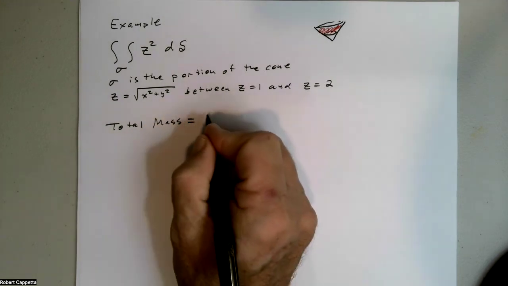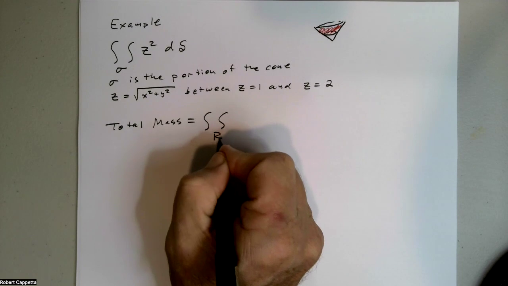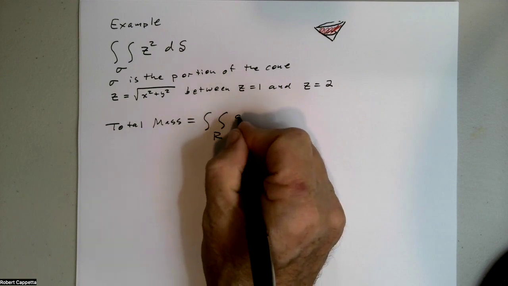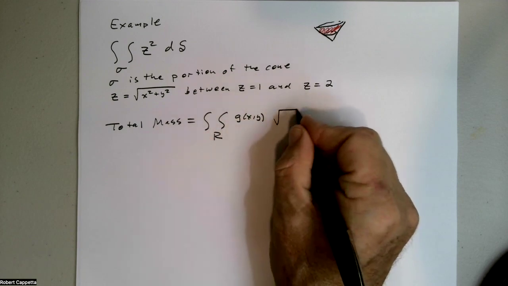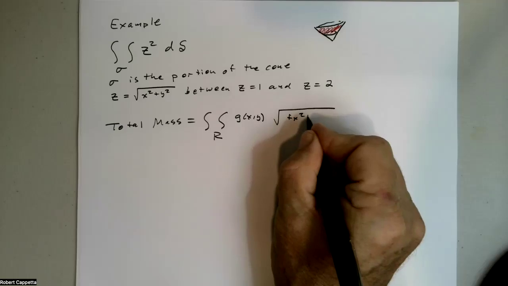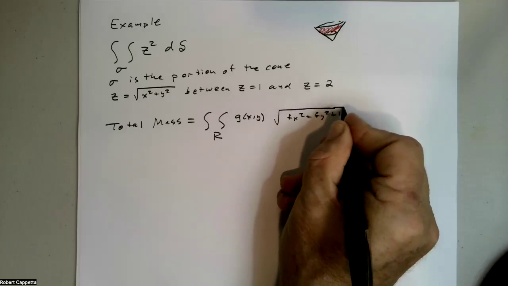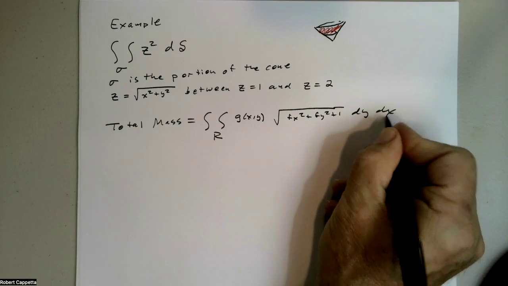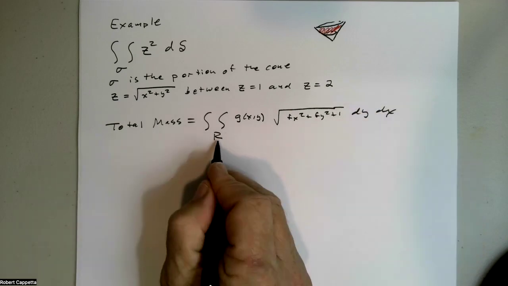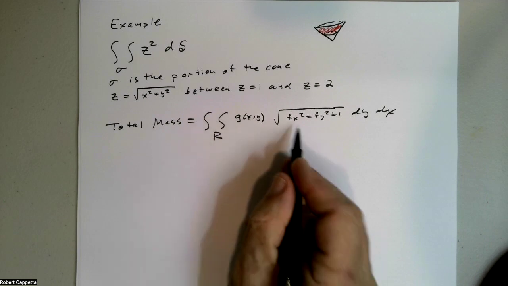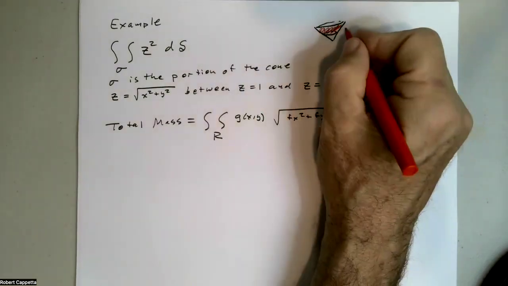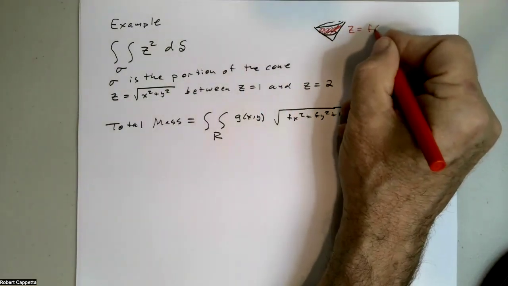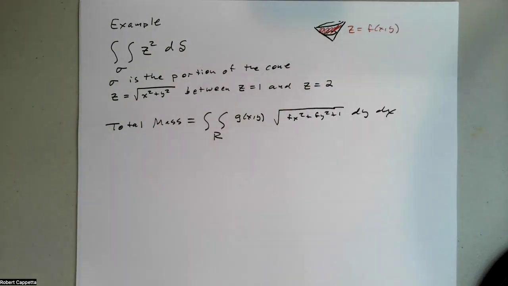So as we said previously, the total mass will be the double integral over some region R that we need to think about, of our density function, which I'm going to call g of x, y. Notice there's no z there. And then we have the square root of f sub x squared plus f sub y squared plus 1 dy dx. Now, how are we going to do this? We've got to figure out what R is, what g of x, y is, and what this thing is. And again, our surface is defined by z equals f of x, y.